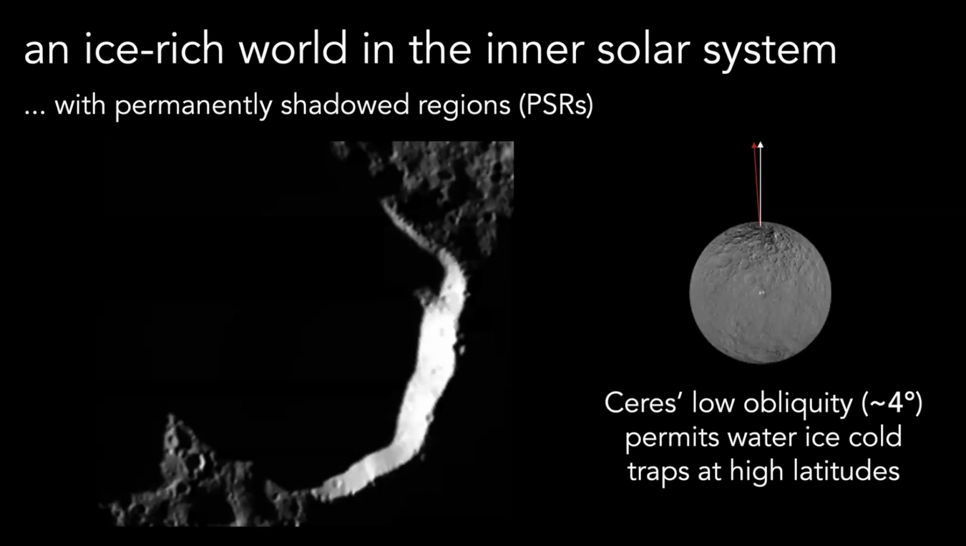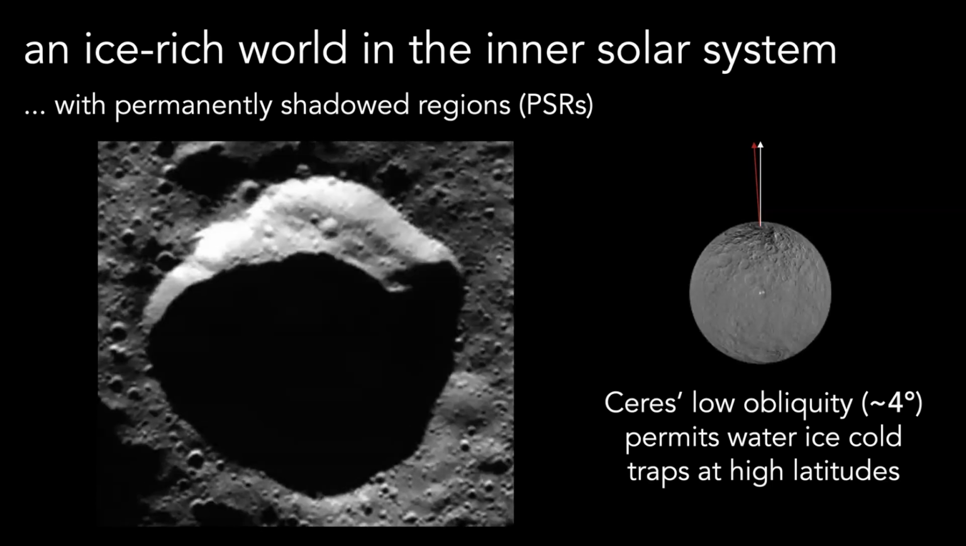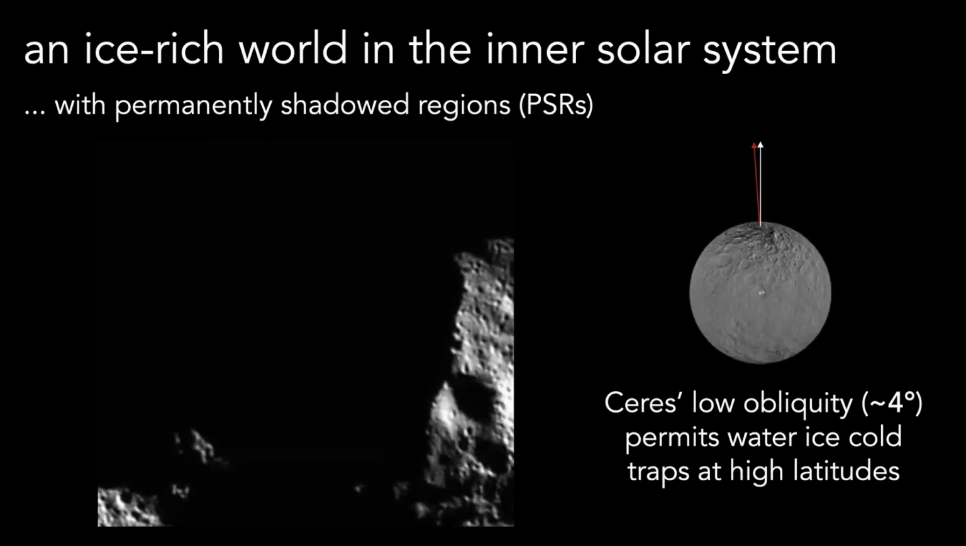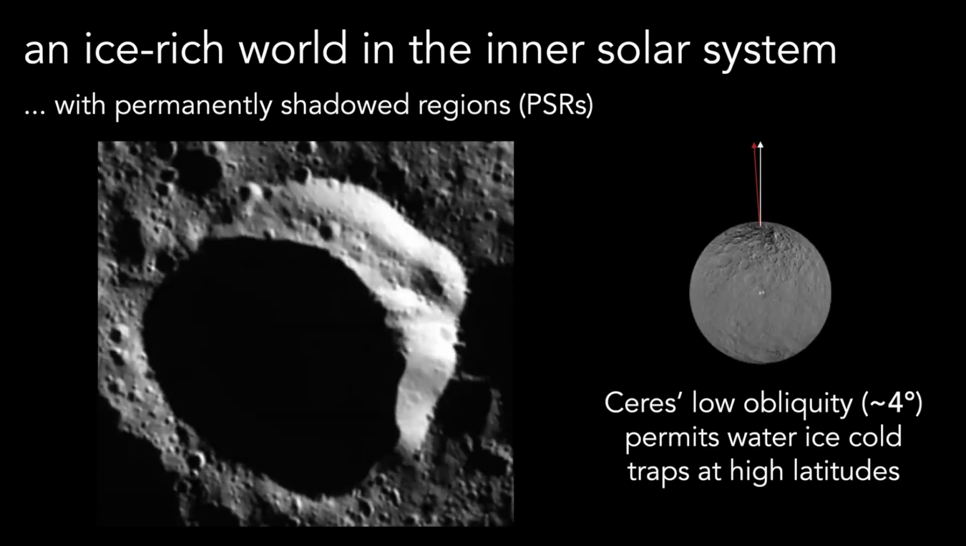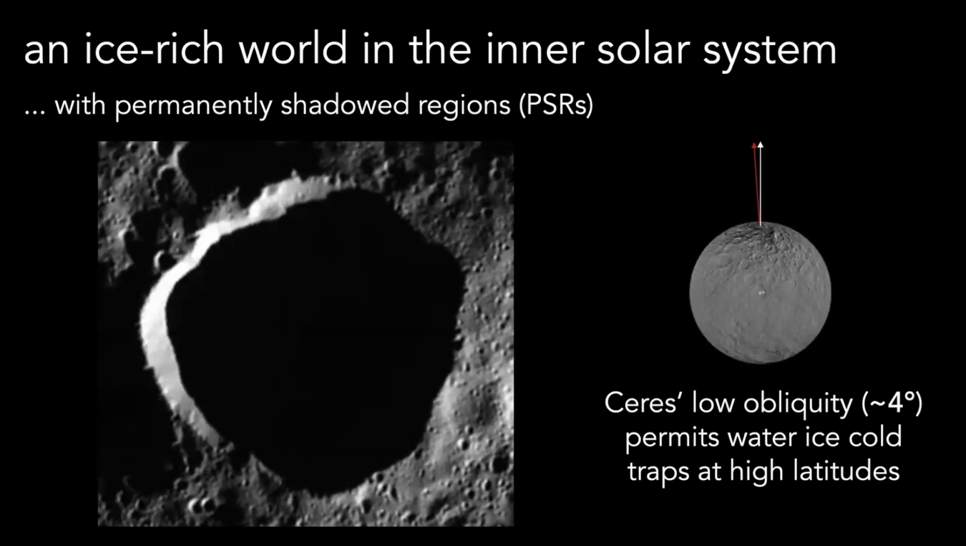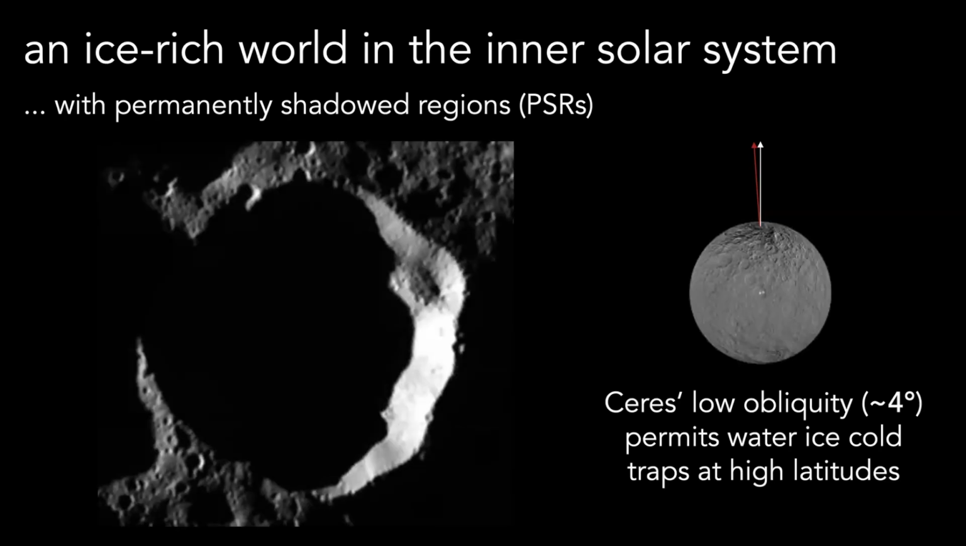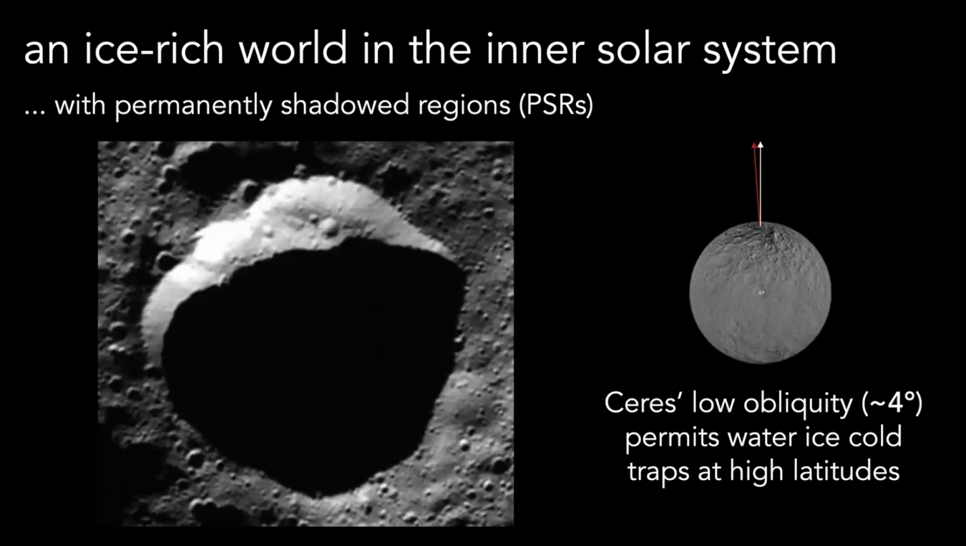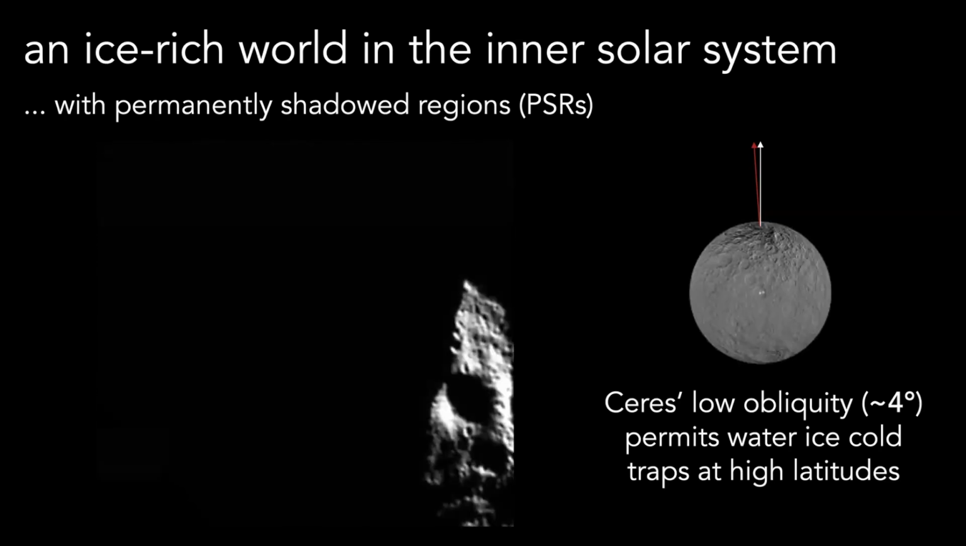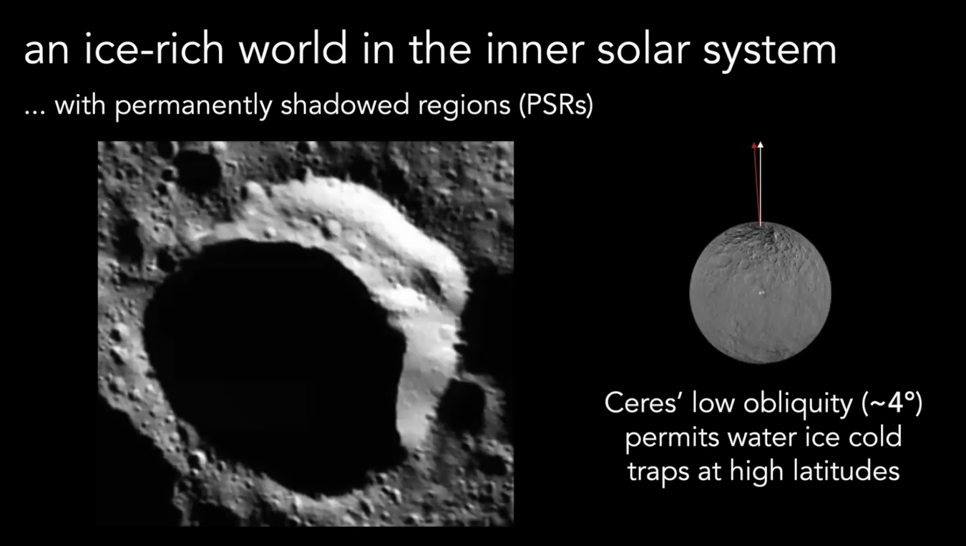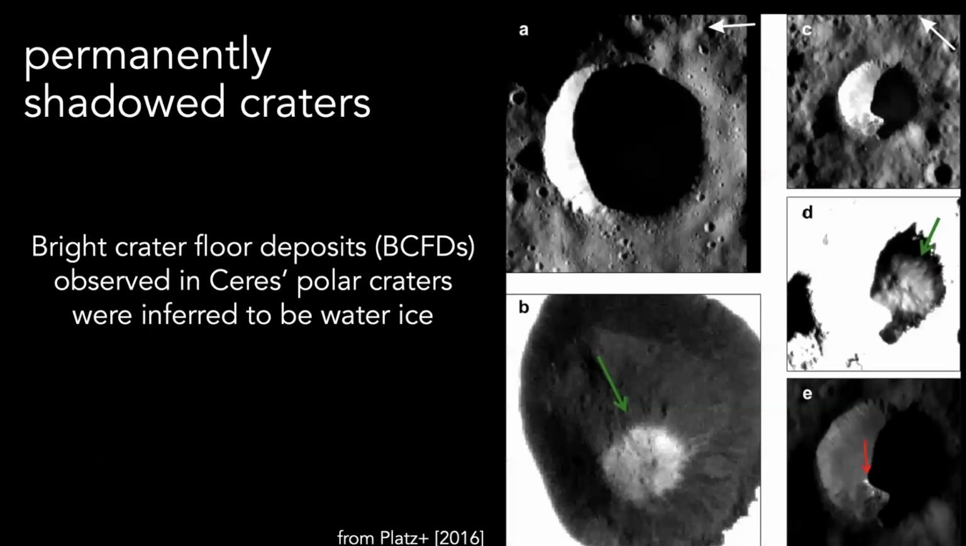And so this makes Ceres appear to be similar to inner solar system bodies like the Moon and Mercury, which also have low obliquities, also have permanently shadowed craters. And for the Moon and Mercury, there are various lines of evidence that water ice is cold trapped in these craters. Similarly, for Ceres, it also appears that there is water ice cold trapped in these PSRs.